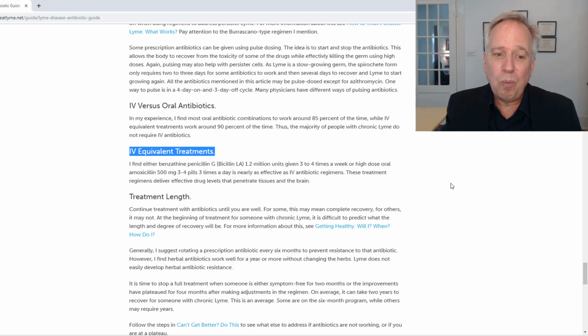And in fact, I've had some wonderful improvements in people with their multiple sclerosis caused by Lyme by doing this when they got nowhere with IV antibiotics. Sometimes just doing this high dose oral antibiotics was an effective way of helping with that kind of a situation.